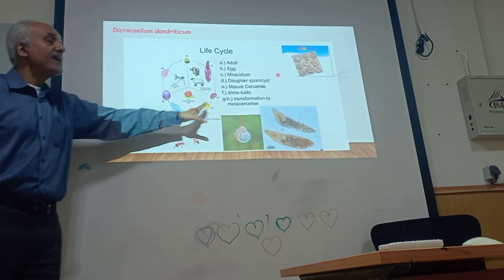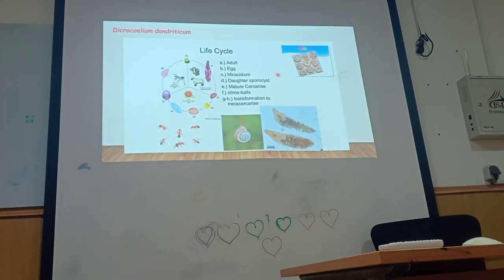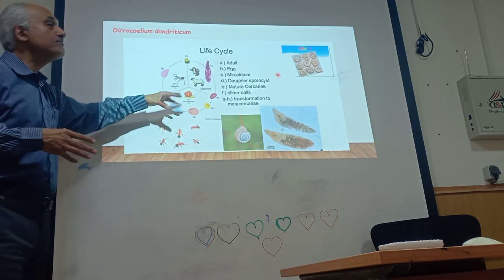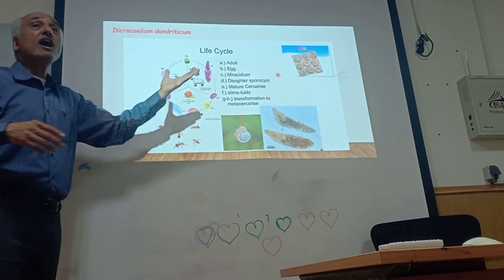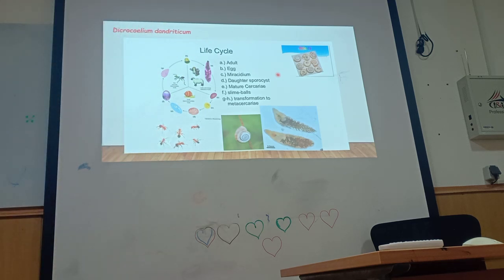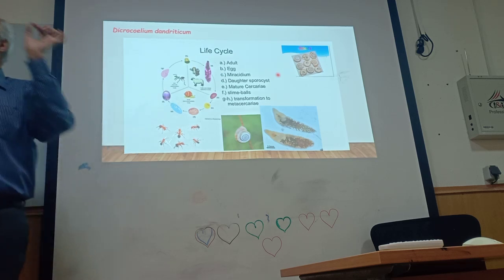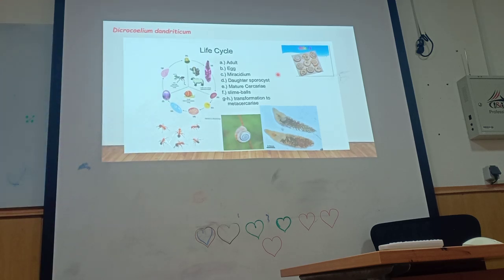snail you have some developmental stages that finally, by slime balls, which are a product of the respiratory system, you have the carrier over there. So this is something available outside of the snail, ready for ants as second intermediate host. Ants are the second intermediate host of the parasite.